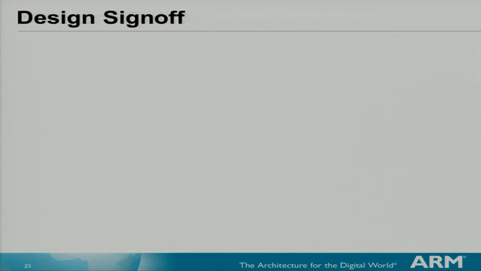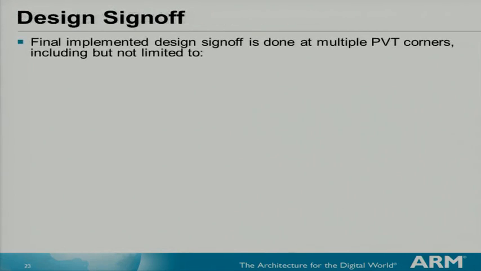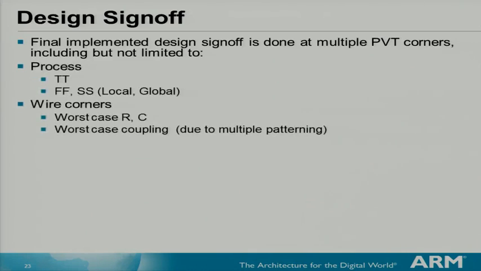And then comes design sign-off. So once you have the whole standard cell library, you implement your design. It has to be signed off at multiple PVT corners. So you have different process corners, like typical, fast, slow. You have global and local corners.